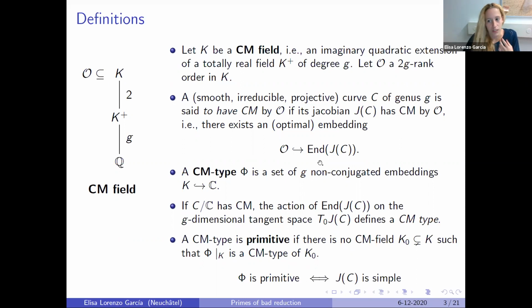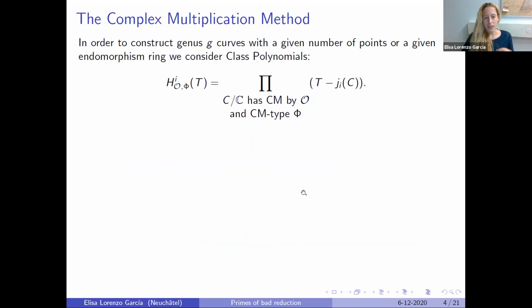And now we can start to talk about the generalization of the complex multiplication method. The idea is going to be the same. If we want to construct a curve of genus g with a given number of points, at the end we just need to construct a curve that has a special endomorphism, the Frobenius. And then the problem is to construct curves with the endomorphism ring of the Jacobian a fixed order in a complex multiplication field. Until here this is fine, so we arrive at the point in which we need the class polynomial, kind of a generalization.